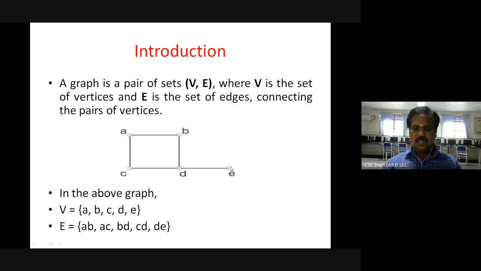These are all called vertices or nodes. In this given graph, vertices are A, B, C, D, E. Edges are A to B, A to C, B to D, C to D and D to E. These are all edges within this graph: AB, AC, BD, CD and DE.